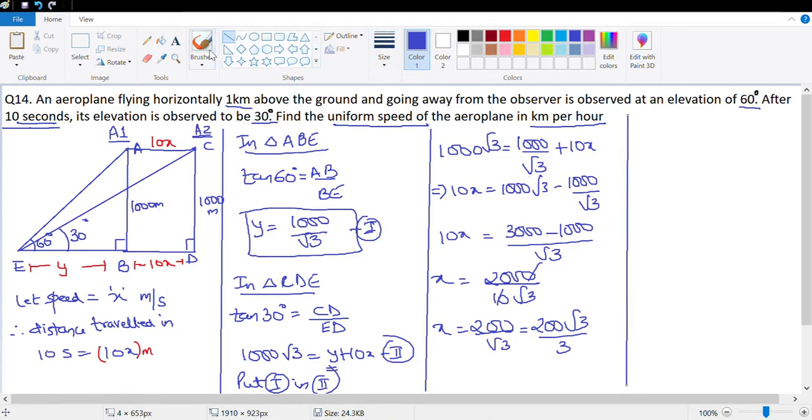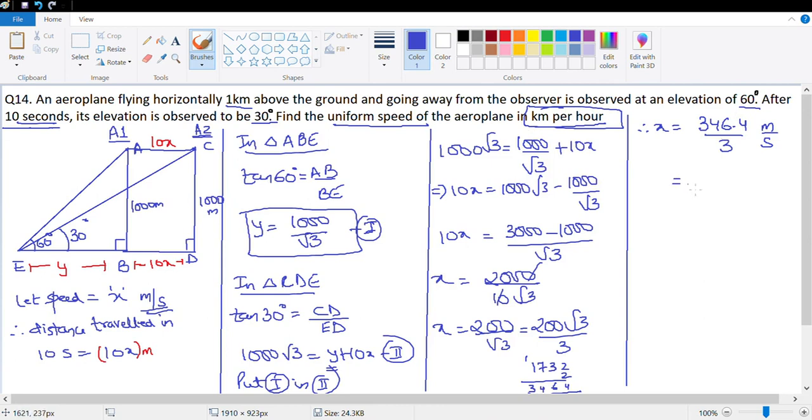So 200 into 1.732. So 1732 into 2, that's 3464, which means 346.4 upon 3. Therefore, x is equal to 346.4 upon 3, and we've taken this in meter per second. 346.4 is not divisible by 3, but they want the answer in kilometer per hour, so let me not bother and waste my time here.